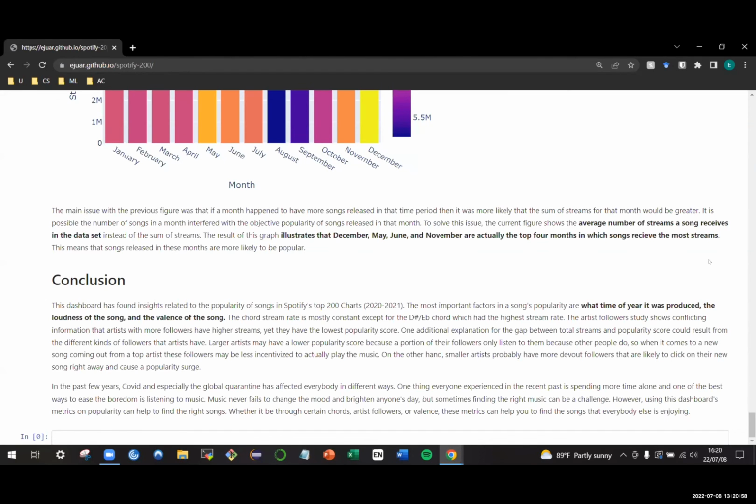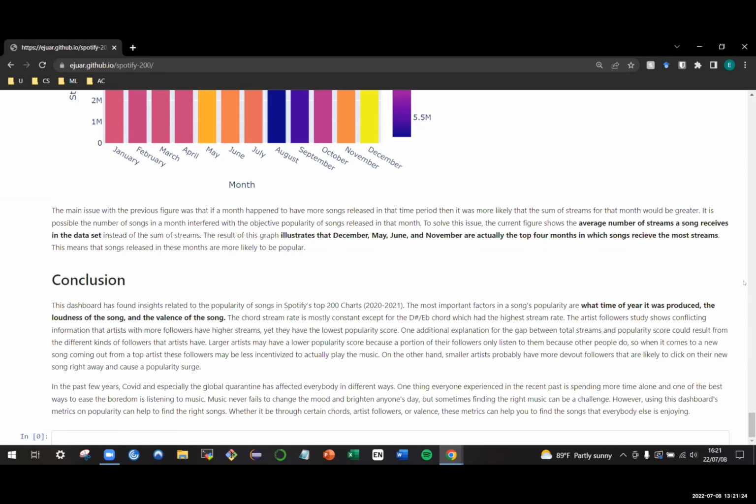In the past few years, COVID and especially the global quarantine has affected everybody in different ways. One thing everyone experienced in the recent past is spending more time alone. And one of the best ways to ease the boredom is listening to music. Music never fails to change the mood and brighten anyone's day, but sometimes finding the right music can be a challenge. However, using this dashboard's metrics on popularity can help to find the right songs.